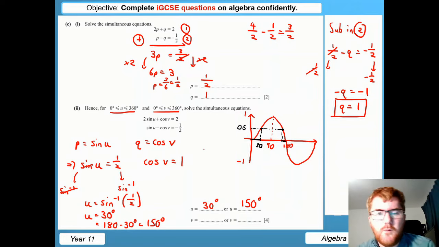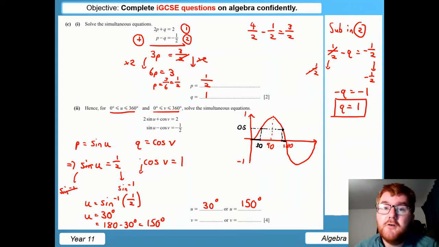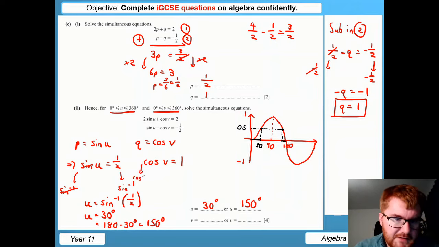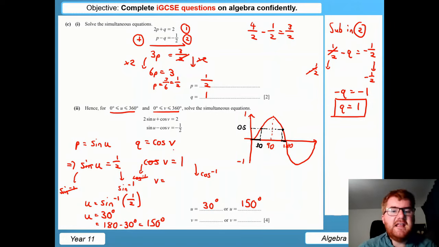Now, cos v equals 1 works in the same way. What's the opposite of cosining something? We're going to inverse cosine on both sides. This cancels, leaving us just v. And if we do the inverse cosine of 1, you should get the answer of 0.